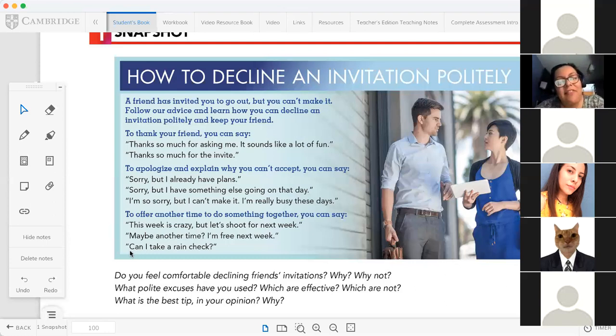All right? And finally, a very gringo expression, which is, can I take a rain check? Can I take a rain check? Es como, realmente me tienes que disculpar esta vez, pero te prometo que después sí. Lo que sea que me hayas propuesto, después sí. Can I take a rain check? Es realmente ahorita no puedo, all right?